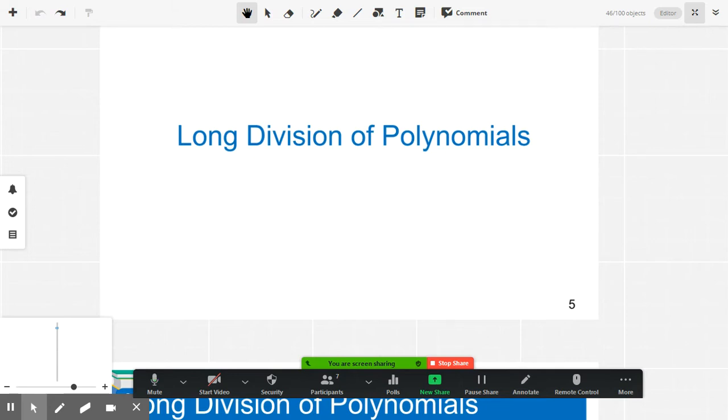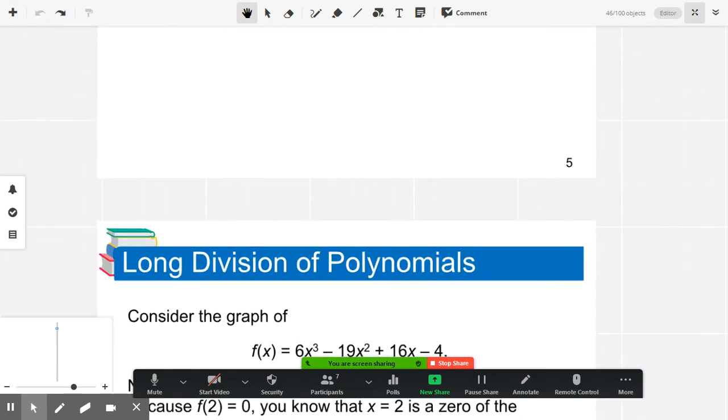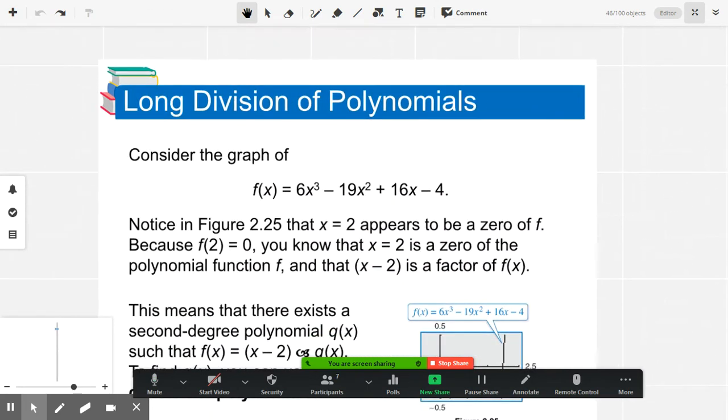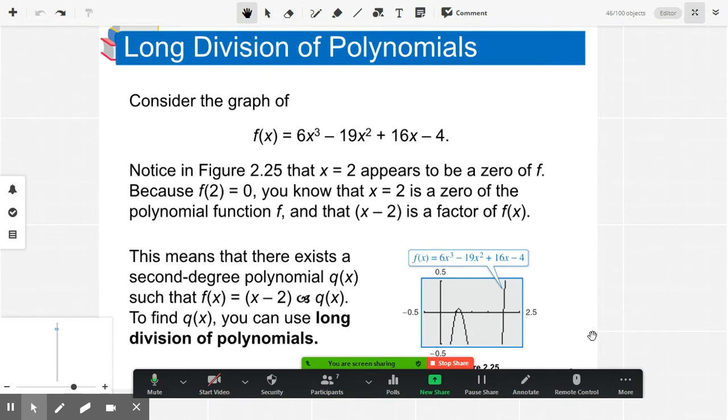Okay, so before we worry about any zeros or anything like that, we are going to look at just long division. So the first problem they present us with is this polynomial right here, 6x cubed minus 19x squared plus 16x minus 4. And they put the graph on there, and they said, notice that x equals 2, which is this one right over here, appears to be a zero of this function, and this one's sort of in between points, so it's really tough to just look on there and tell. But that does look like it goes through 2. So what they're saying is that if x equals 2 is a zero, that means that x minus 2 is a factor. So does everybody remember that?